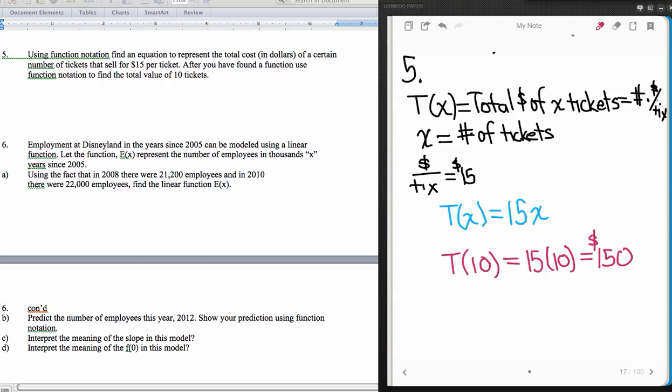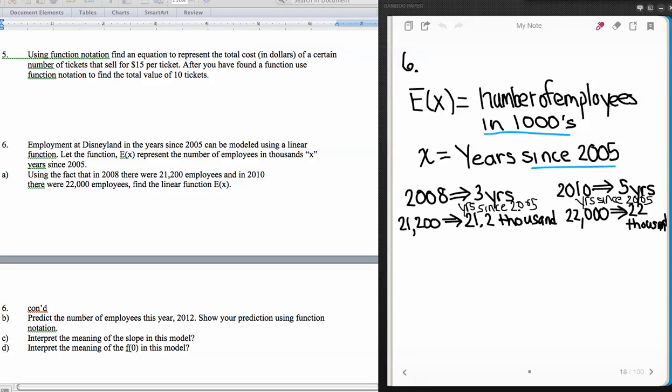Now moving on to problem number 6. Problem number 6 is a little bit more difficult. I did some tricky little things in giving you this problem. It says employment at Disneyland in years since 2005 can be modeled using a linear function. Let the function E of X represent the number of employees in thousands of X years since 2005. The two tricky things in this are the years since 2005 and that our employees are represented in thousands. So I'm going to call our E of X the number of employees in thousands, and X is our years since 2005.